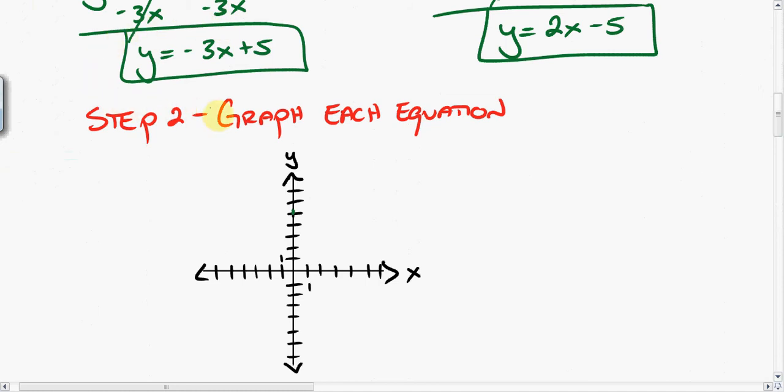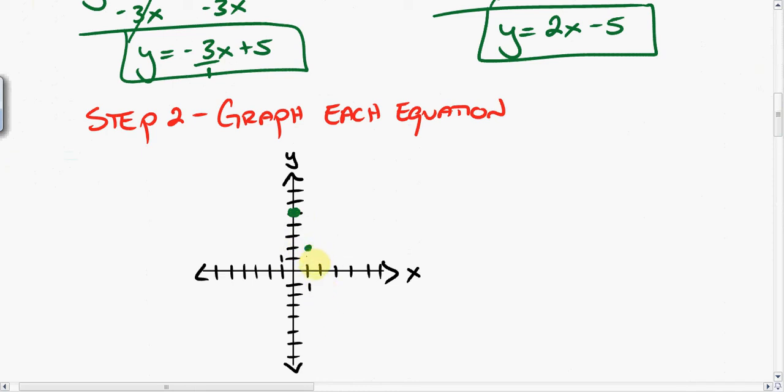So, let's take a look at that. Let's first graph this one. We're going to start by graphing our y-intercept, which is our b, which is 5: 1, 2, 3, 4, 5. So we've got a point right here. Our slope is negative 3, or negative 3 over 1. So it's negative, so I need one negative movement and one positive movement. I'm going to go down 3, that's my negative movement, right 1, that's my positive movement.